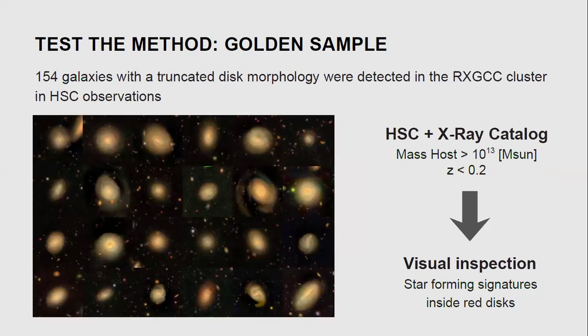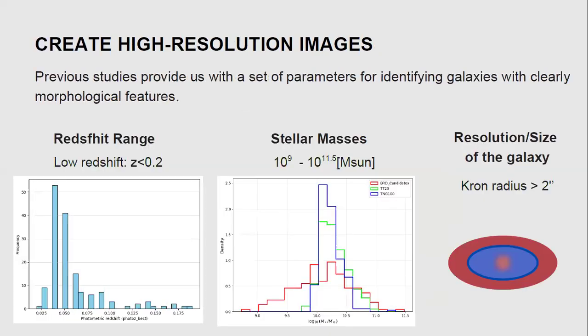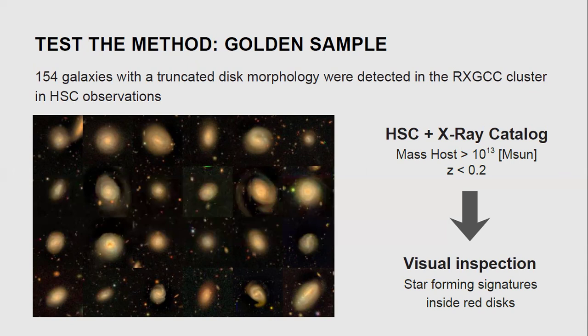To test the method, in my undergraduate thesis I looked for this type of object using visual inspection in Hyper Suprime-Cam data. These data were extracted for looking for jellyfish galaxies, but in the process Rory and Ignacio found this type of object that is really interesting. This data is Hyper Suprime-Cam plus X-ray catalogs with some cuts in redshift and mass, and I did a visual inspection looking for these objects, and now it's my golden sample to train my method. How many did you have of those in the book? 154. Yeah.